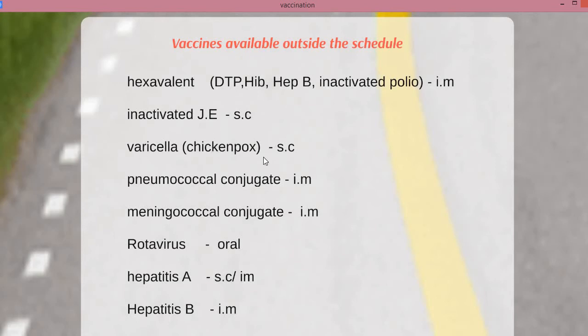Varicella or chickenpox vaccine is available as a 2-dose schedule given subcutaneously for children above 1 year of age. The conjugated pneumococcal and conjugated meningococcal vaccines are available for children below 5 years. Rotavirus is available as a 3-dose oral live vaccine, given at 2, 4 and 6 months. Hepatitis A and hepatitis B are available as separate vaccines. Hepatitis B is included in the hexavalent vaccine, but there are isolated monovalent hepatitis B vaccines as well.